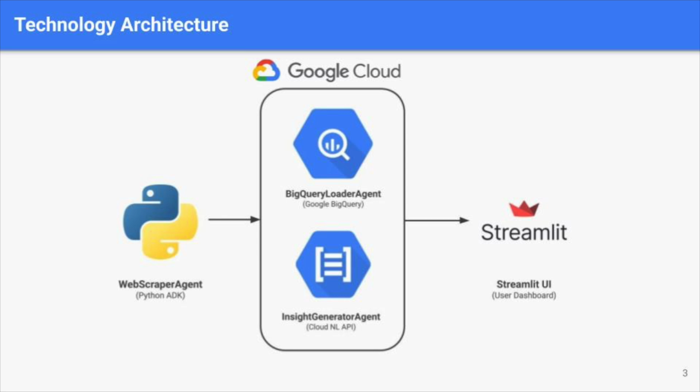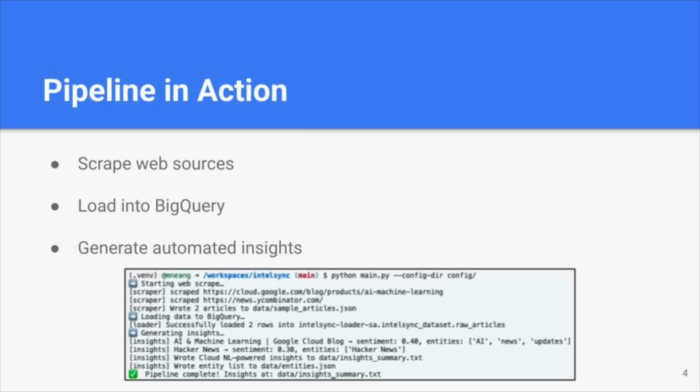IntelSync leverages Google's Agent Development Kit to orchestrate three specialized agents. First, a web scraper agent gathers fresh web content. Second, the BigQuery loader agent securely stores this data at scale in Google BigQuery. And finally, the Insight Generator agent uses Google Cloud's natural language API for powerful sentiment analysis and entity extraction. All this integrates into an intuitive dashboard built with Streamlit.